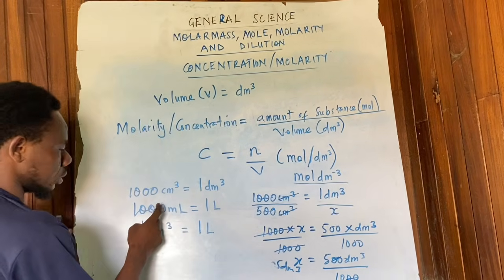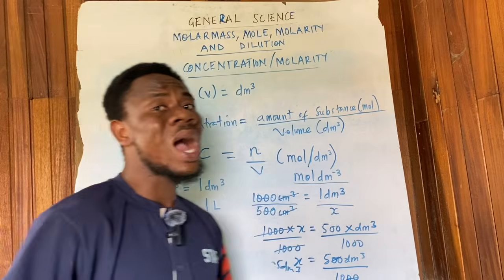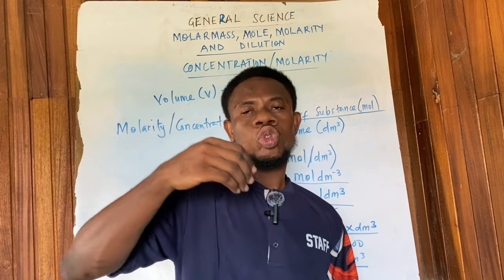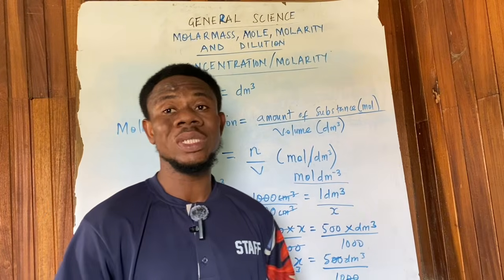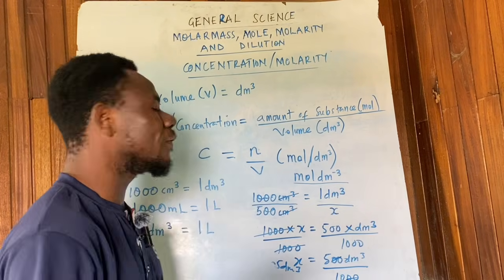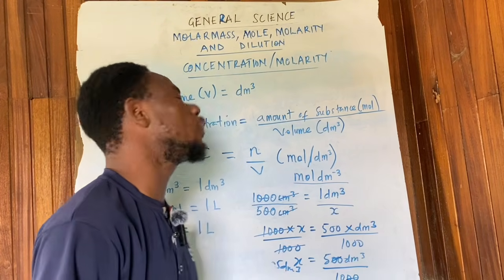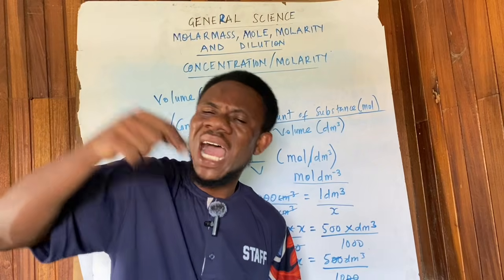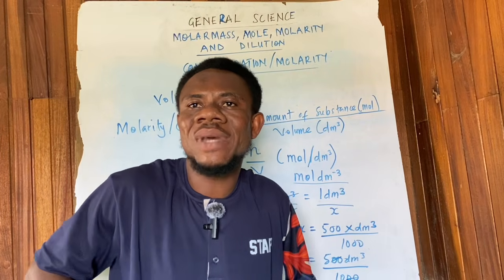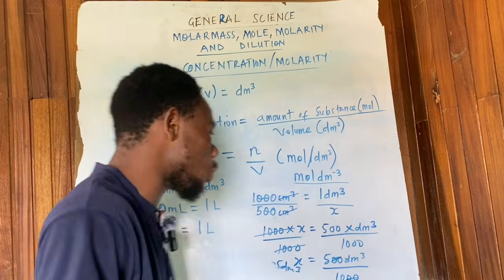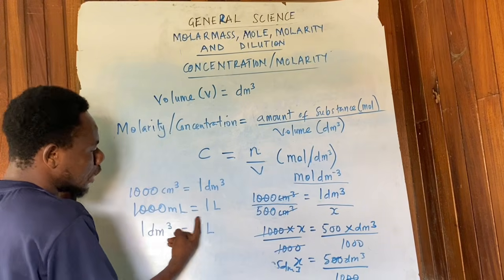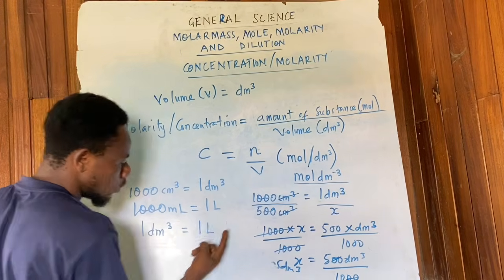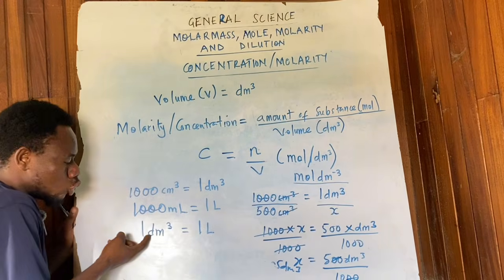Same as milliliters. If you are given 25 milliliters and you want to change it to liters, you will have to divide by 1000. Now if you divide by 1000, the answer you will get is the same as the answer in dm cube. Why? Because if you divide by 1000 and you get your answer in liters, you know that 1 liter is equals to 1 dm cube.